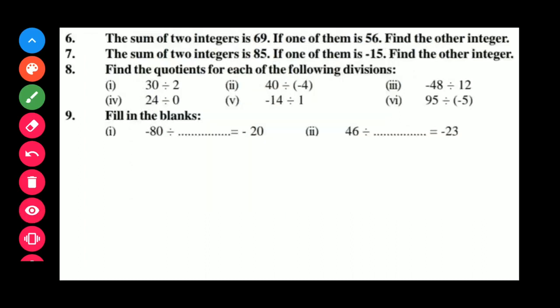Come to the sixth question. That is your sixth question. The sum of two integers is 69. If one of them is 56, find the other integer. How can we find the other integer? That means this is the sum, so from 69 you have to subtract 56. How can we find the other integer? So you can write first the other integer.